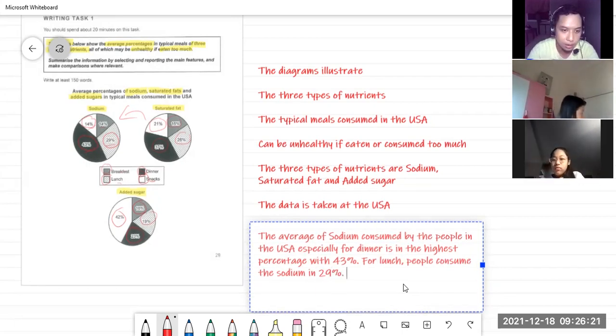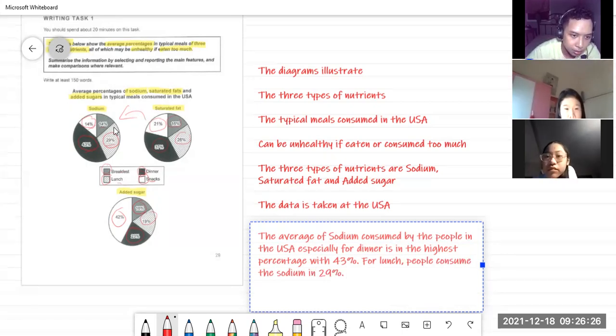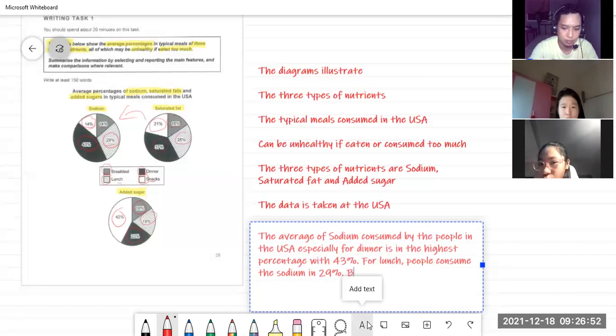Okay, and the last one. Because here breakfast and snacks have the same percentage, like 14%. So what can we say, because they're just the same? What do you think we can say? People in USA eat... Okay, so sodium for breakfast and snack is at the same percent, 14%.